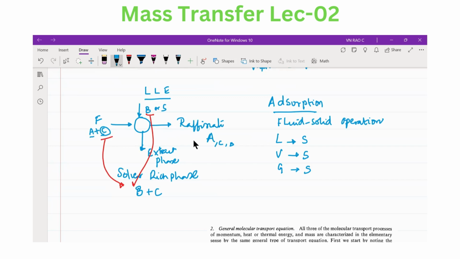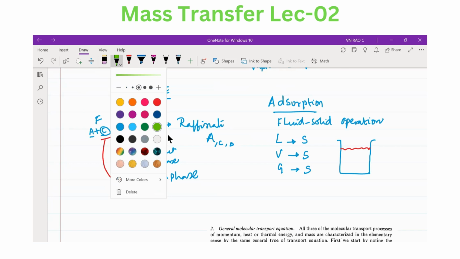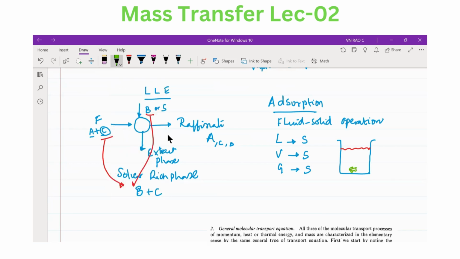A simple example of this is muddy water. If you take muddy water and add alum to it, all the solid particles are occluded because of their affinity towards this substance called alum. Then the whole water will become a clear liquid solution.